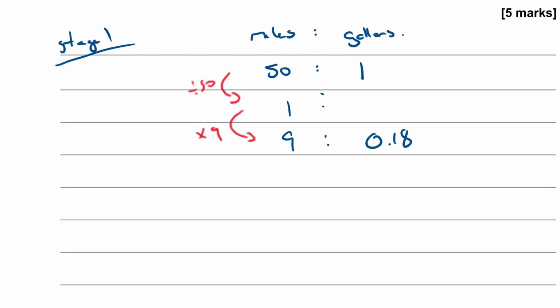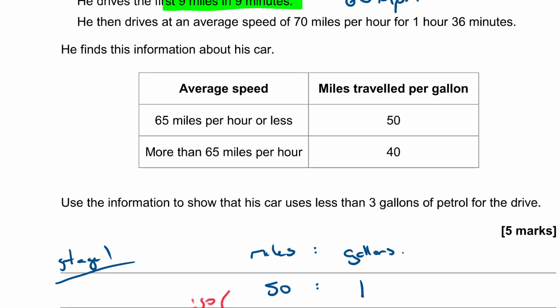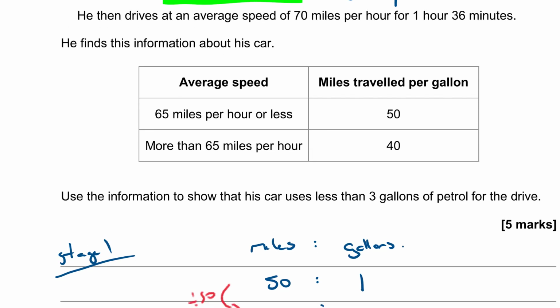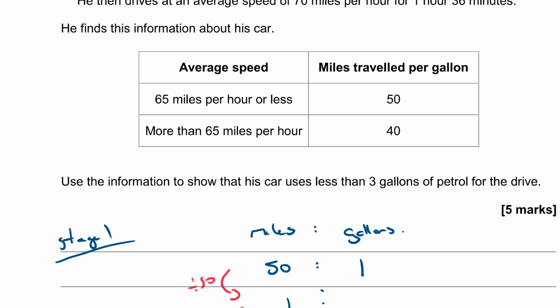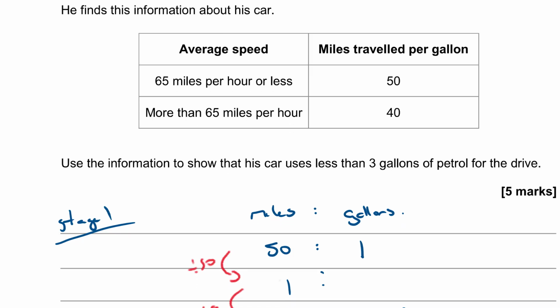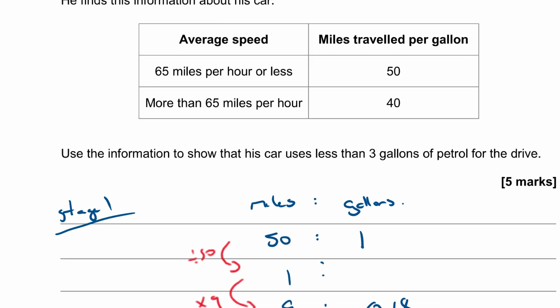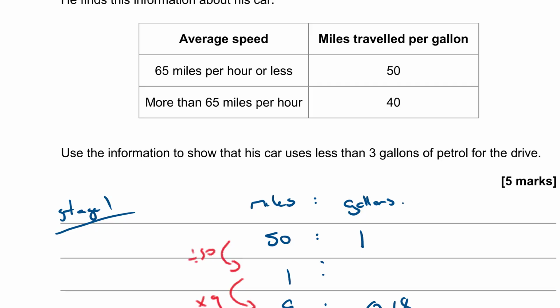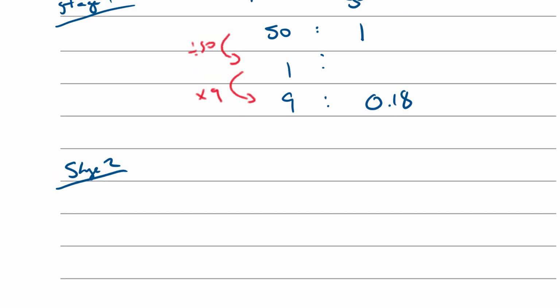Now for the second stage of the journey, I'm going to do the same thing. I can now do it because he's going faster than 65 miles an hour for the next 1 hour and 36 minutes. What we don't know at the moment is how many miles he travelled, and that's what we need. We need to know how many miles he did in that 1 hour and 36 minutes. So if he's going 70 miles an hour for 1 hour and 36 minutes, how many miles is that then?